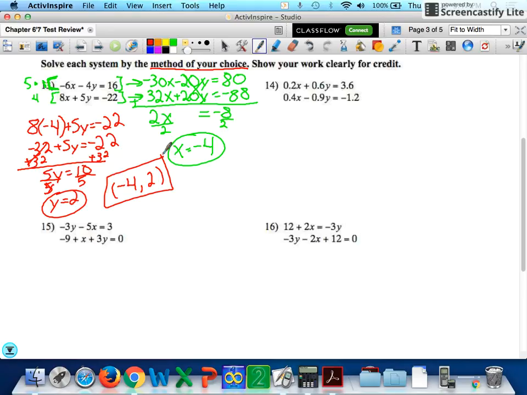Number 14 takes a little bit of prep work. I can't get started on it just yet. I've got to get rid of these decimals. So I'm going to multiply both equations by 10, giving me 2x plus 6y equals 36, and 4x minus 9y equals -12. From here, it's pretty easy to see. Again, I think I'm going to tackle this one with elimination. You don't have to. But I think that's probably the easiest because they're already lined up. And if I just multiply this top equation by -2, I'm going to get a -4 here, which cancels out. So I get -4x, minus 12y equals -72.